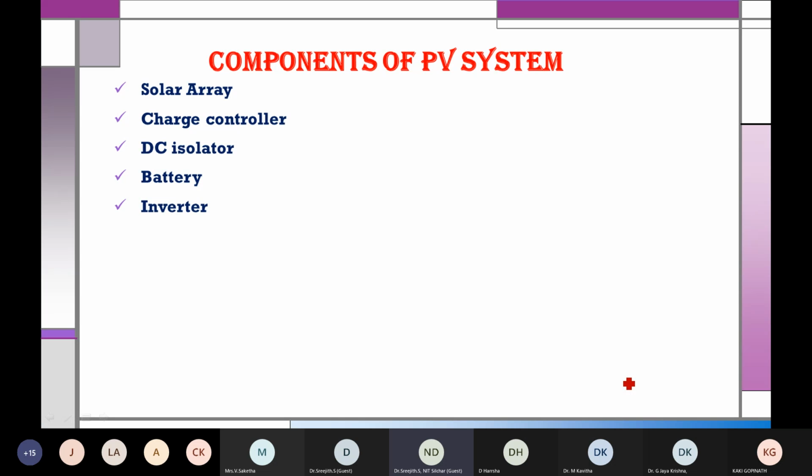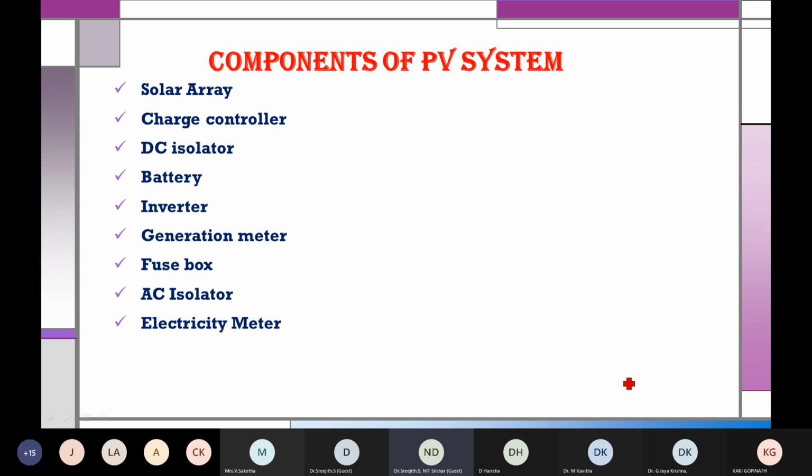See, solar power is DC, right? If I have only a DC load or a battery, I can directly use it. Whereas if I have an AC load, I need to go for an inverter. Even if I want to connect to the grid, I need to go for an inverter. And the remaining, as usual for a system, you'll have meters for reading. Okay, then you need protective equipment, all such things.